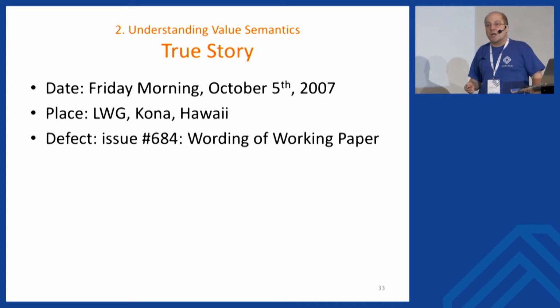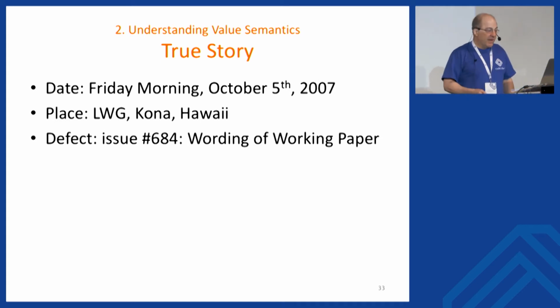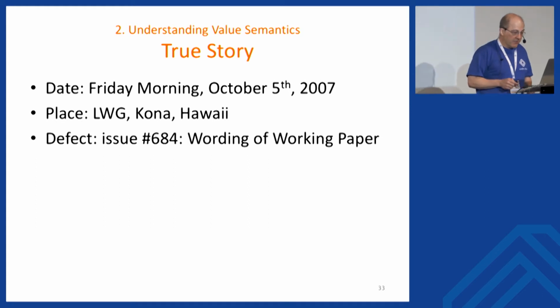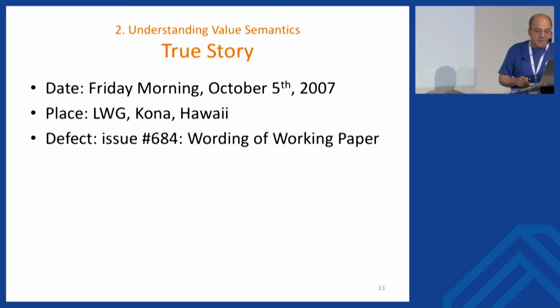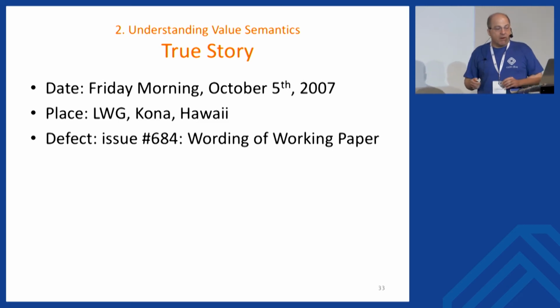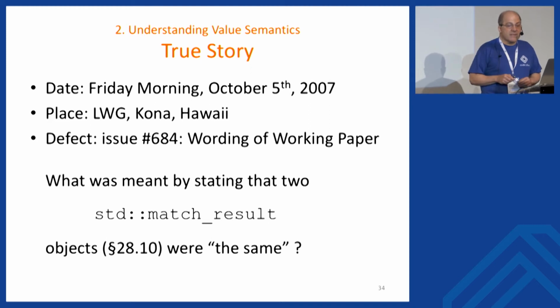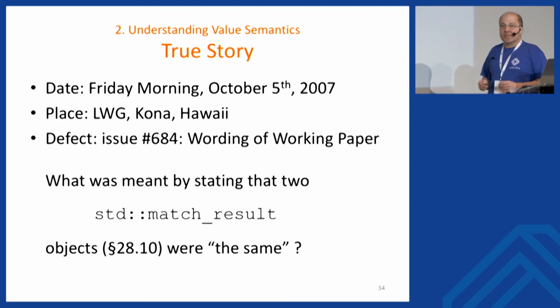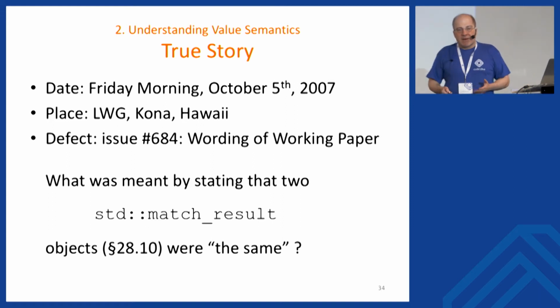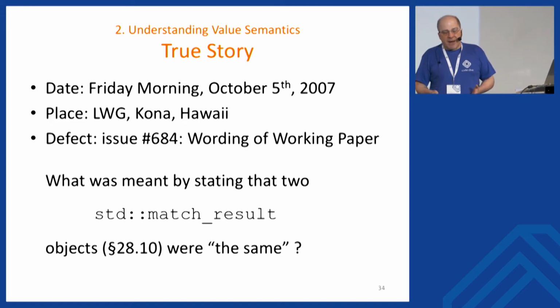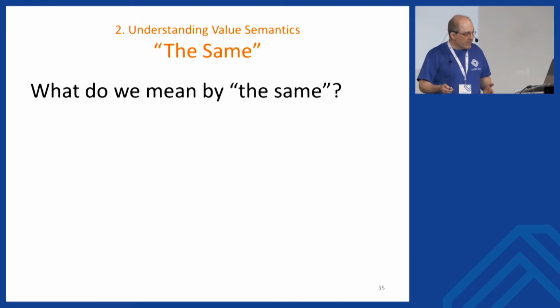And people started talking about stuff. And I was wise and kept my mouth shut because anything that I said at that point would not have been taken well. And we were talking about defect issue number 684 in the wording of the working paper. What was meant by stating that 2 match results were the same? What did that mean? Now I'm sitting here and I know, but this is what happened.